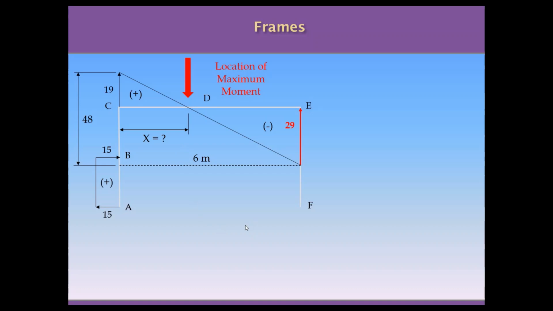In order to do that, we are going to use similar triangles. So we have a small triangle of 19, 8, and the unknown base. And we have this big triangle of 48, 8 and 6 for the base. So applying the relationship of these two triangles, we work out the location of the maximum moment. So now we know that the maximum moment will be at 2.375 meters from the point C, let's say the start point of the beam on top of this frame.